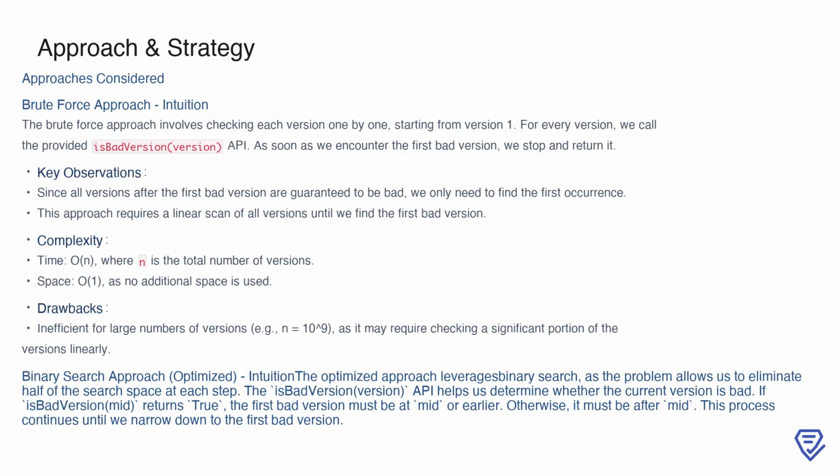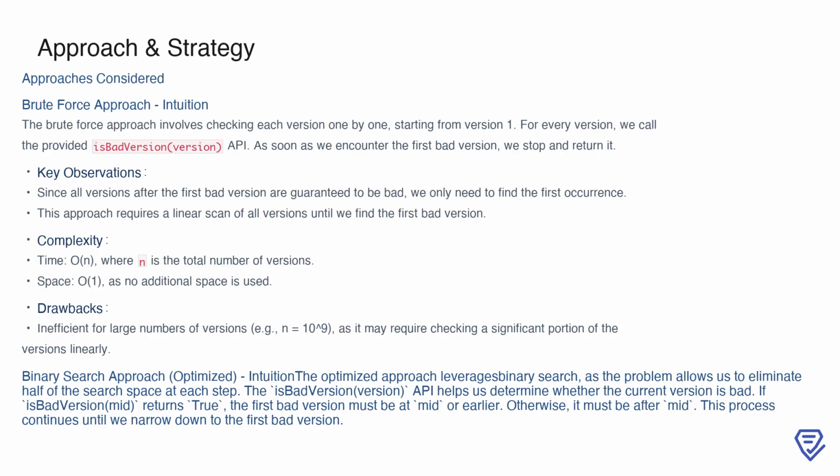To solve the first bad version problem, we first consider the brute force approach. The idea here is straightforward: start at version 1 and check each version sequentially using the isBadVersion API. As soon as we find the first bad version, we return it. This approach has a key observation: since all versions after the first bad one are guaranteed to be bad, we only need to identify the first occurrence.